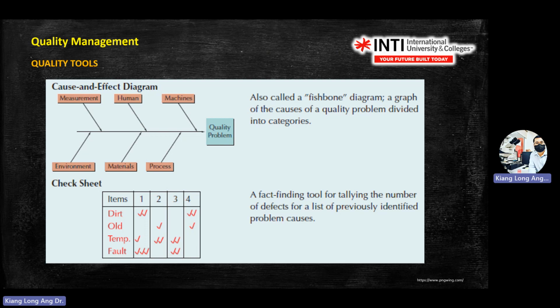It will tell you what the reason for the defect or quality problem is. Cause and effect, very direct. The name means you find the cause of that defect.